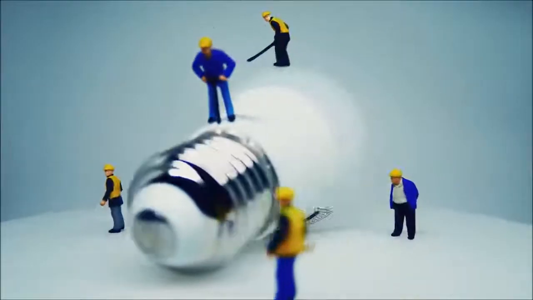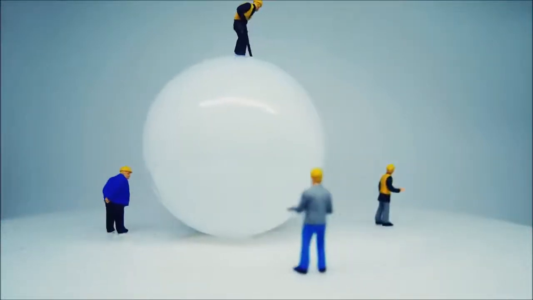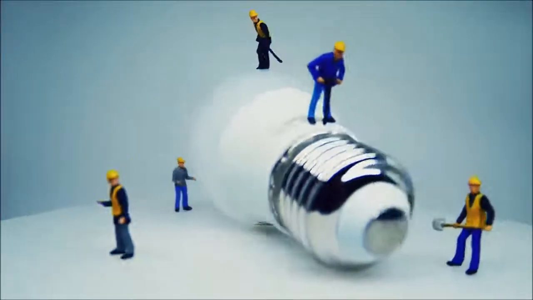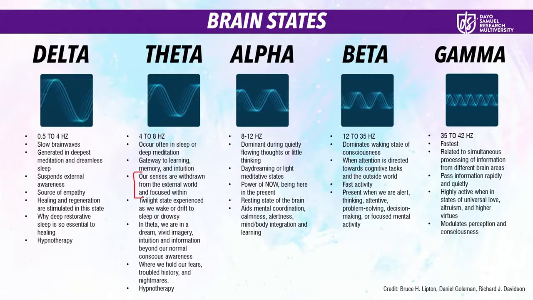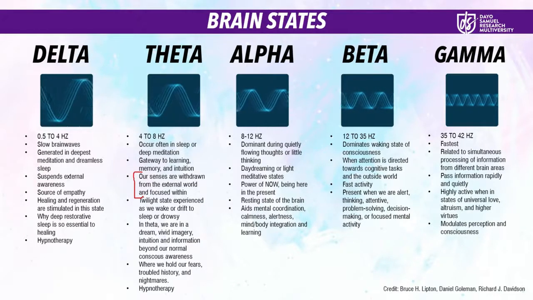At that moment when you have this spark of idea, what just happened is your brain simply switched into gamma state. So it just simply went into a state where all parts of the brain functioned together to achieve a simple goal at that point. And at this gamma state, information passes rapidly and quietly in your brain. So there's a lot of spark of information. And this is when you are highly active, or when you are in states of universal love, altruism, or higher virtues. And this is that state that modulates perception and consciousness.